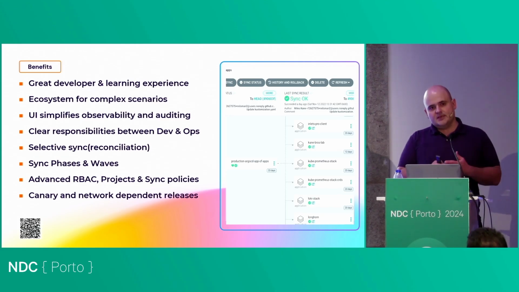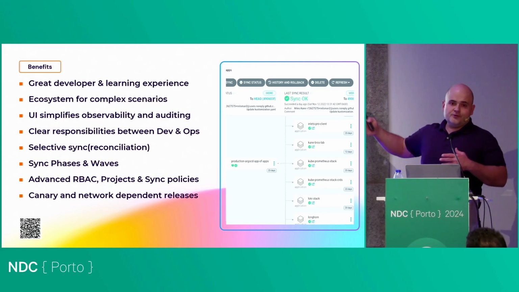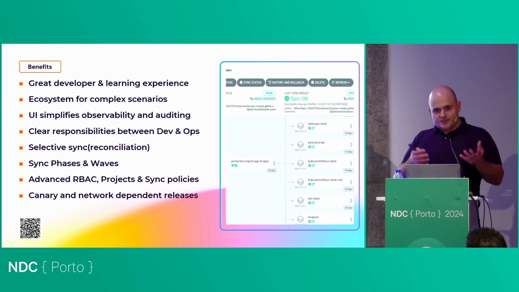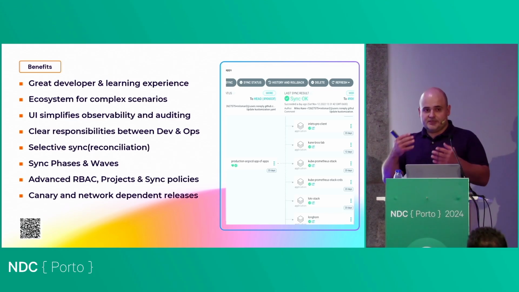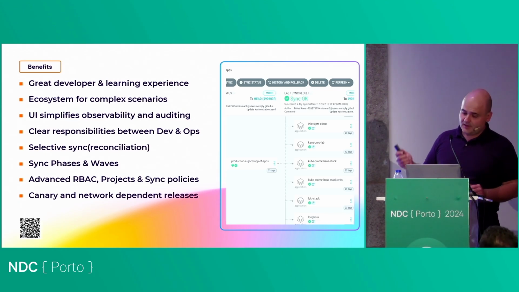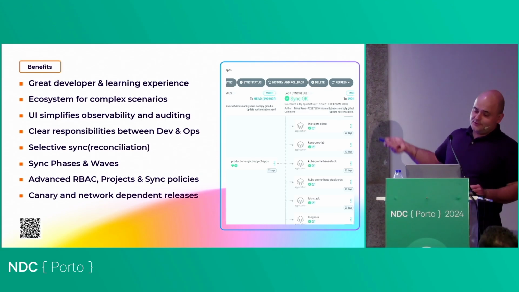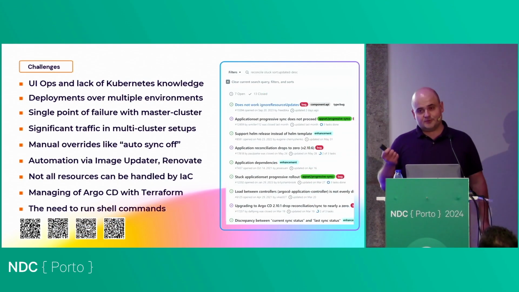With Flux, you can do this also, but in Argo, you can set up everything from the UI initially, then experiment with these changes and save it as a configuration for later automation. And you have user rights and so on and so forth. But there are also challenges.